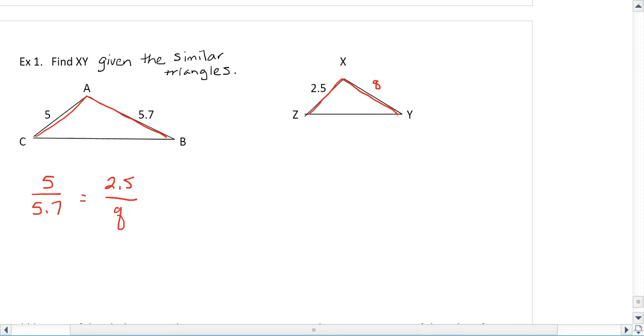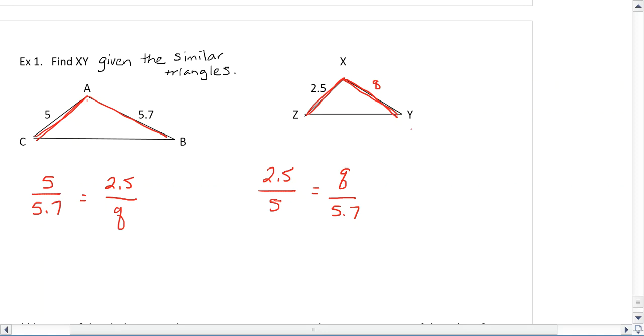Now, another person sitting next to you in class might see this differently. They might want to start with the small triangle, for instance, and say this side, XZ, 2.5, matches to side AC. So I'm going to put 2.5 over 5, and then that equals this side Q over 5.7. You may look at each other's papers and say, whoa, that's wrong. But really, both of these are correct. And there are a lot more correct ways to set them up. You just need to be consistent.